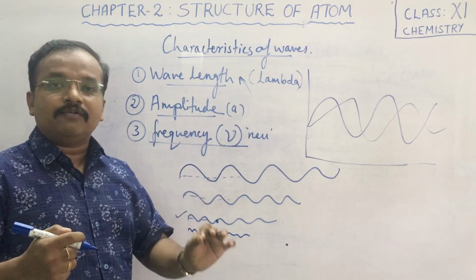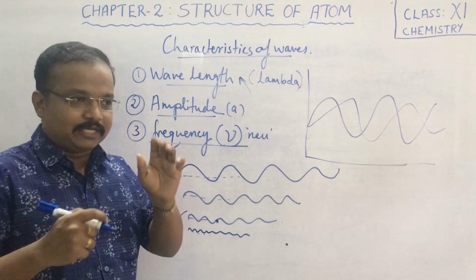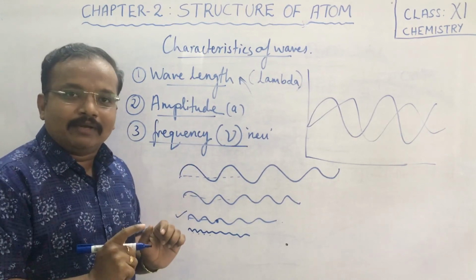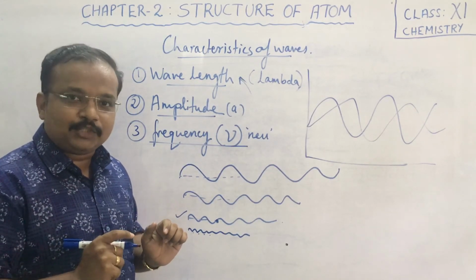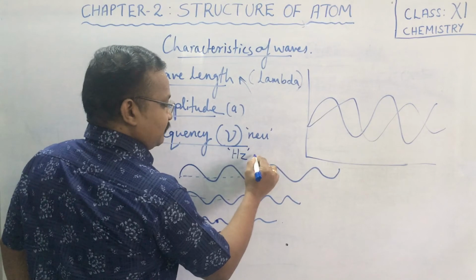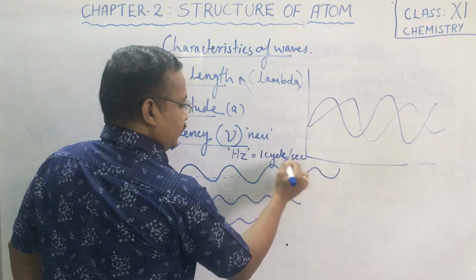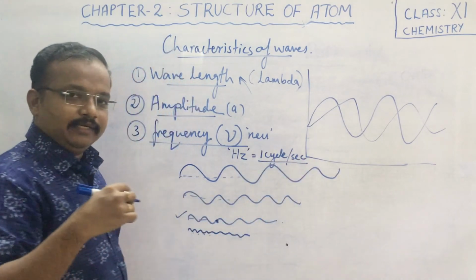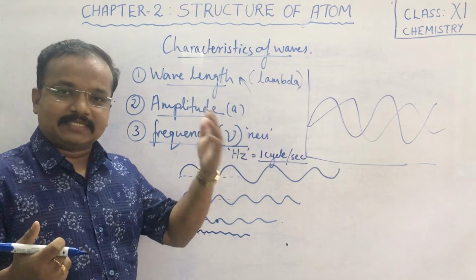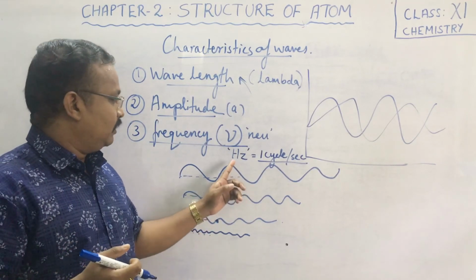So the number of waves passing through a particular point in 1 second, you can count in 1 second how many waves are passing through that particular point. That we call frequency. Understood? It is expressed in hertz, Hz. Hertz means 1 cycle per second. In 1 second, how many cycles, or we can say oscillations or waves, are passing through it? Okay, that is called hertz.